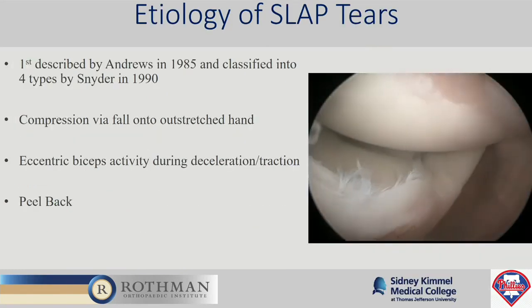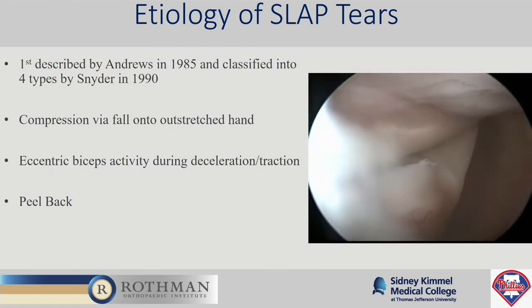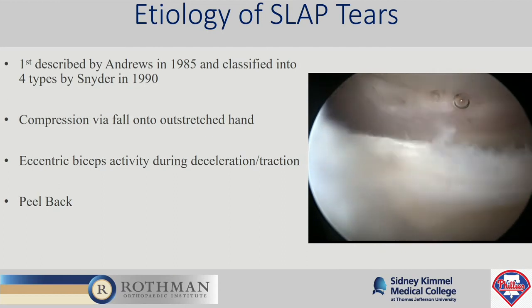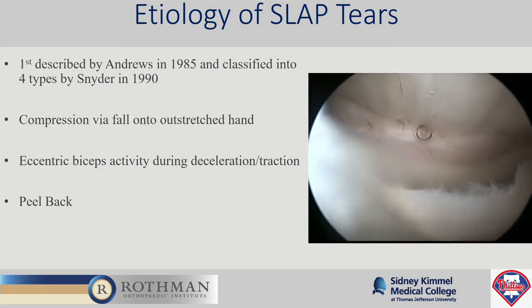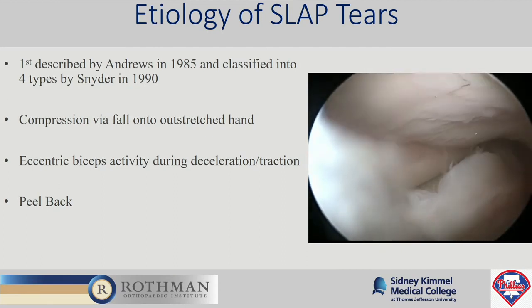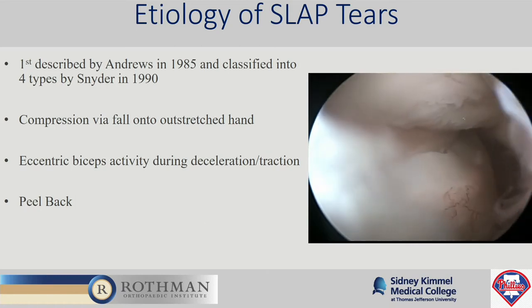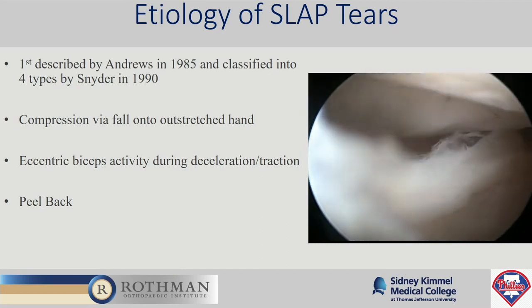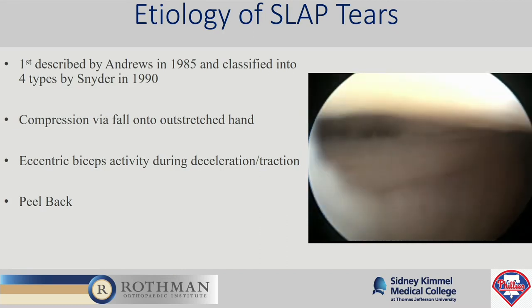When we talk about slap tears, we have to think about why they occur. So there's two schools of thought as to why slap tears occur in our overhead throwers. It was first described by Dr. Andrews in the 80s, and Dr. Schneider then kind of began the classification of them, which now there are up to 10 types. You can certainly fall on your shoulder and have a compression injury for your shoulder, but that's not really what our baseball athletes are undergoing.